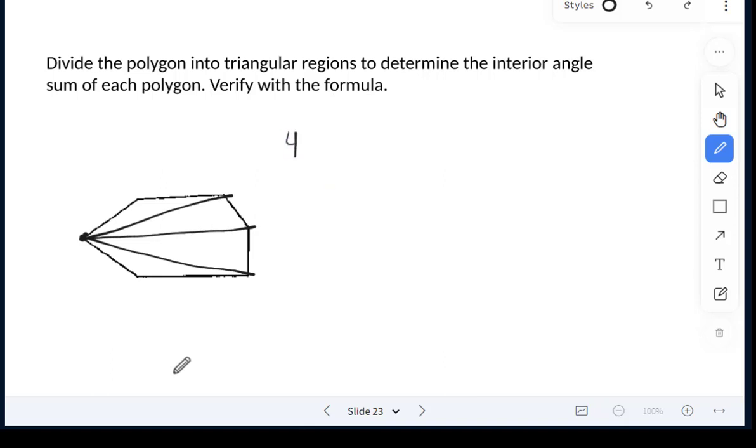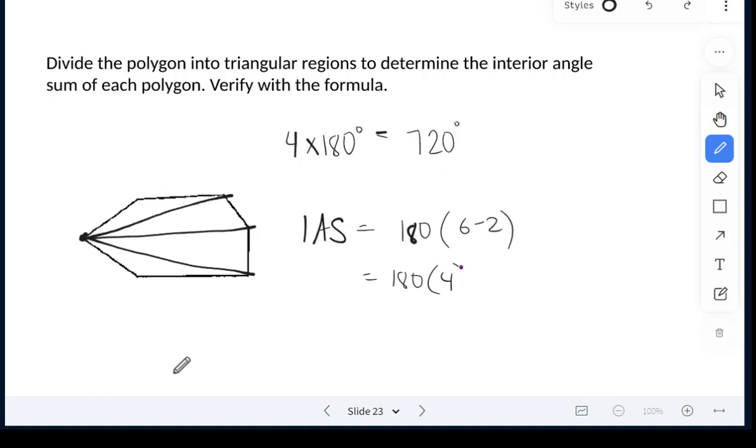So 4 times 180 degrees, which is 720. So that means the interior angle sum of this polygon is 720 degrees. And we can confirm that using our formula, which is 180 times n minus 2, so 6 minus 2, which is 180 times 4, which is 720 degrees. So both methods work. You can split the polygon into triangles, or you can use the interior angle sum formula.